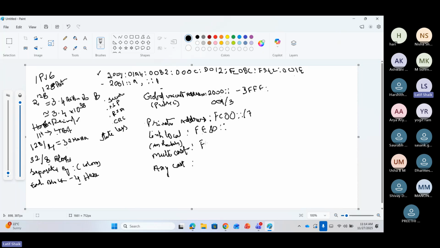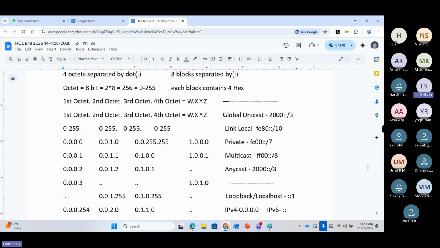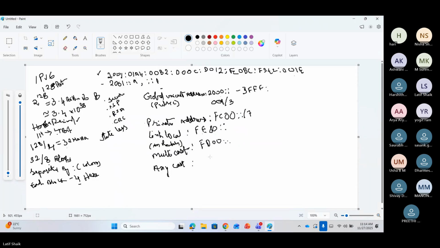Multicast, it is FF00. Sorry, my mistake, FD is the private IP address complete range. FF00 range, so FC, FE, FF, that is the multicast range. Anycast, I'm still a little confused. It's also showing 2001 only. Okay, so that's a Unicast range.